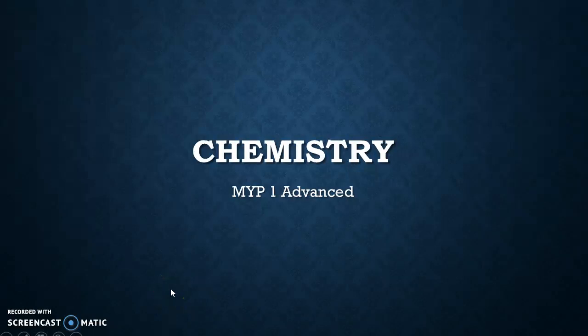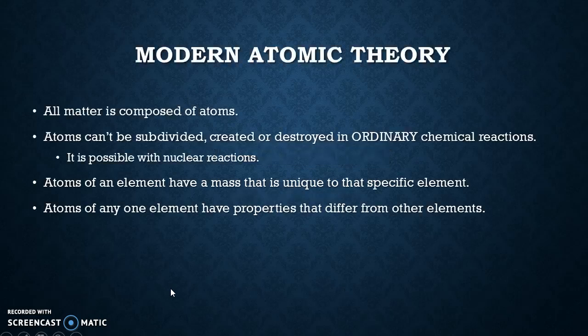So this is your MYP1 Advanced Chemistry. We're going to start off with modern atomic theory, which says that all matter is composed of atoms, which is very true. When we talked about organization of life, atom was one of the smaller ones that we had. Atoms can't be subdivided, created, or destroyed in ordinary chemical reactions, meaning that we can do it. It just has to be done in a very expensive lab because they're very reactive, so dangerous things can happen.